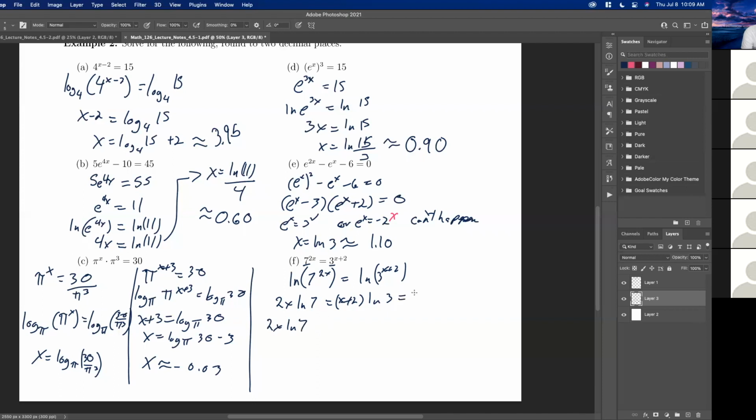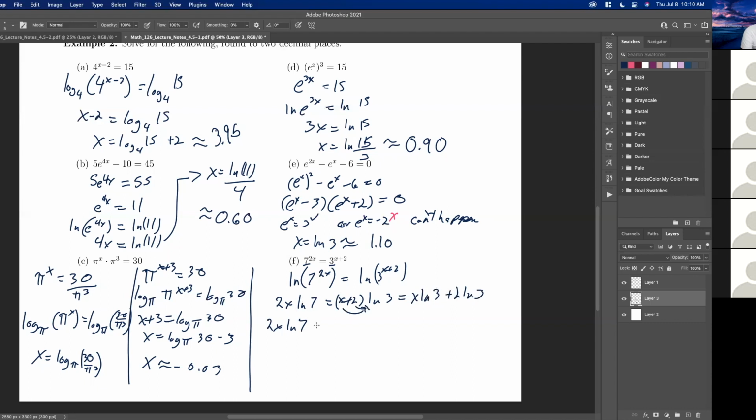Let me put a little extra line in here. So this is x ln 3 plus 2 ln 3. Here, if I just distribute this, I'll get this. So I have 2x ln 7.